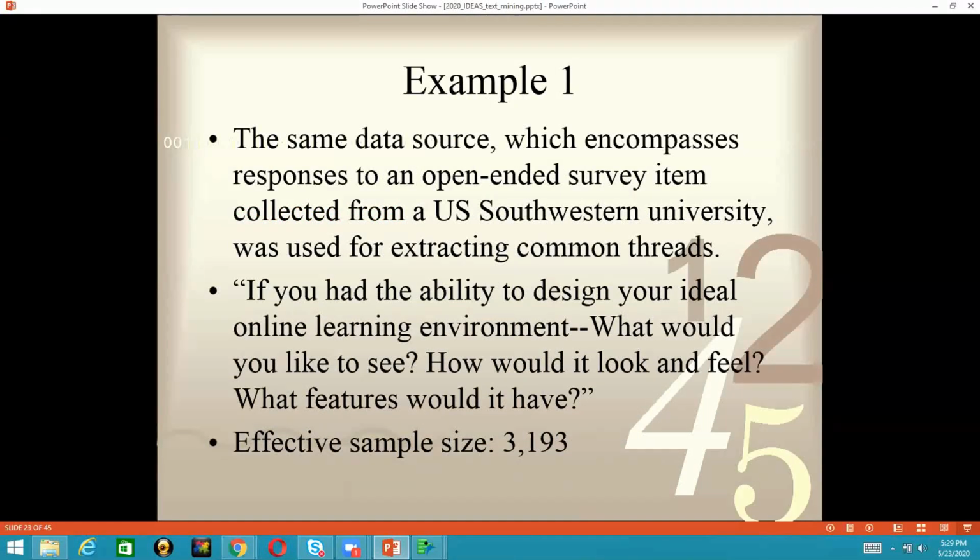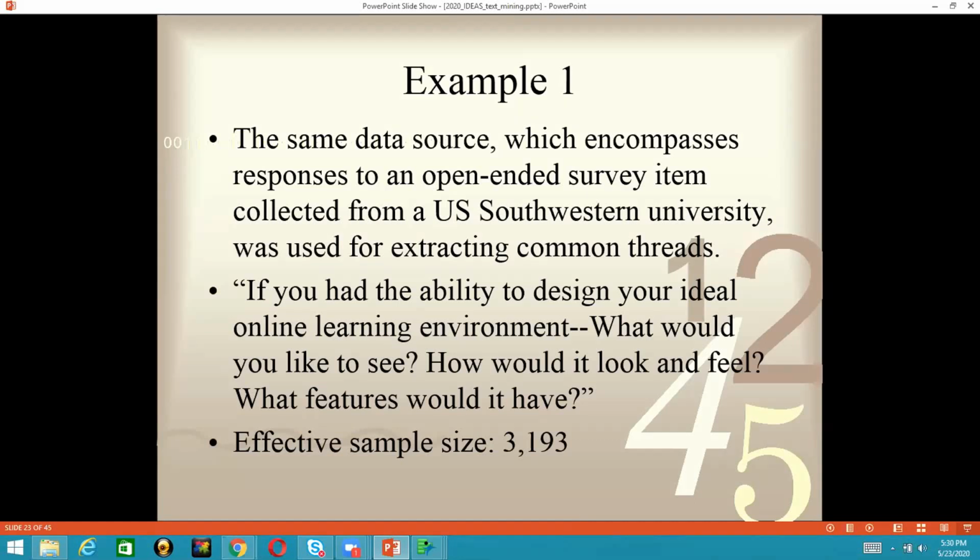Now let's look at some examples. I have an open-ended survey collected from a U.S. Southwestern university. One question is like this: if you had the choice, the ability to design your ideal online learning environment, what would you do? What would you like to see? How would it look and feel? What features would it have? The sample size is about 3,000 plus.